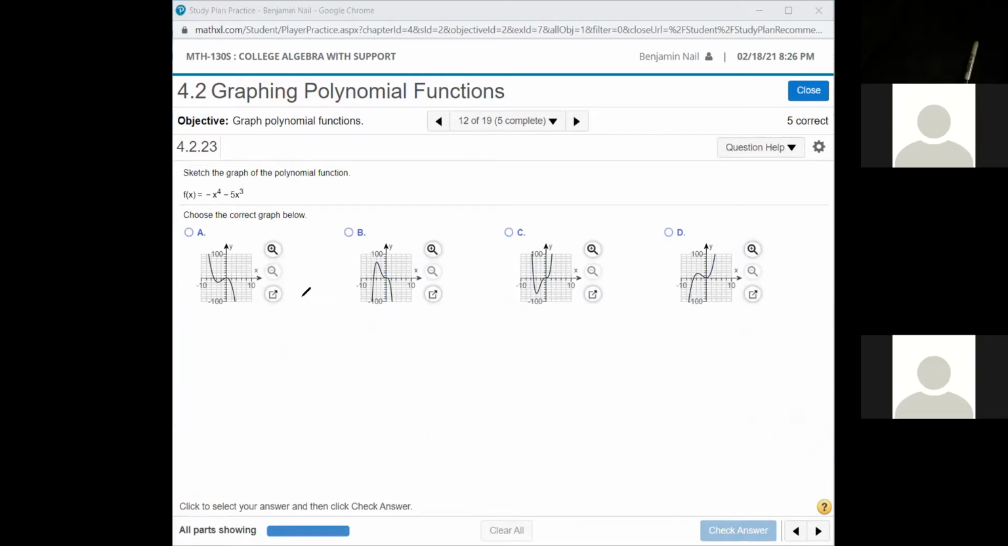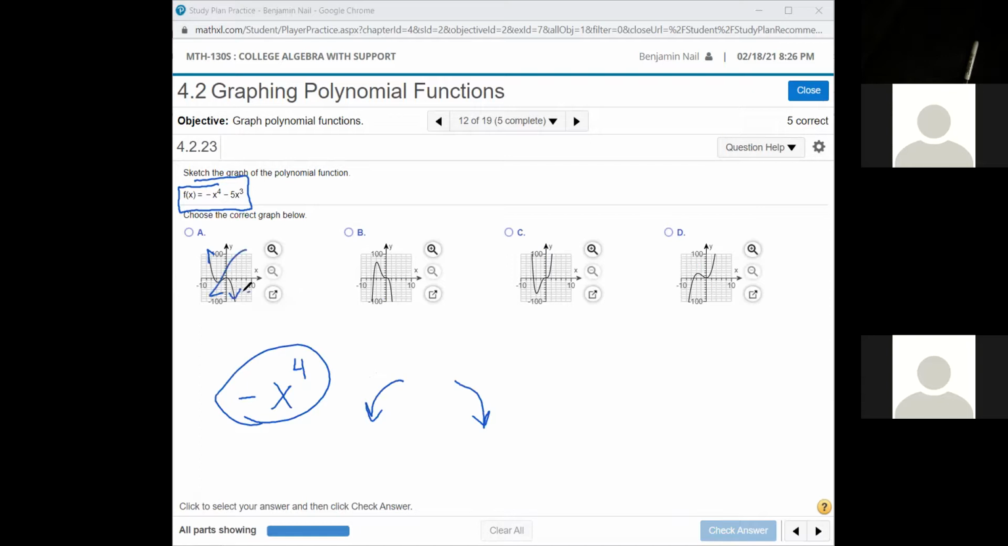All right, so this is another function. f of x equals negative x to the 4th minus 5x to the 3rd. This is a really nice one because, again, we can do this simply based off of end behavior. If we've got this negative x to the 4th power, we have a negative even-powered polynomial. Even means they're both going to go in the same direction. The fact that it's negative means my end behaviors are both going to go down.